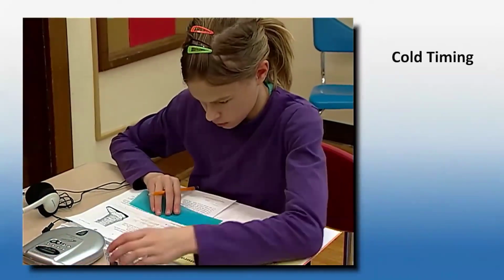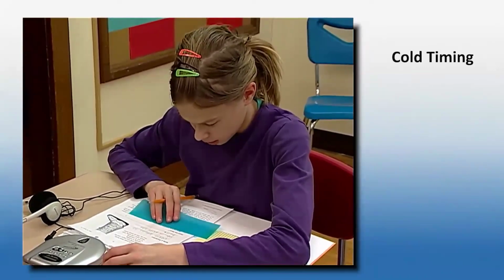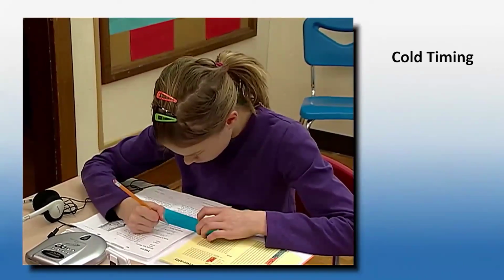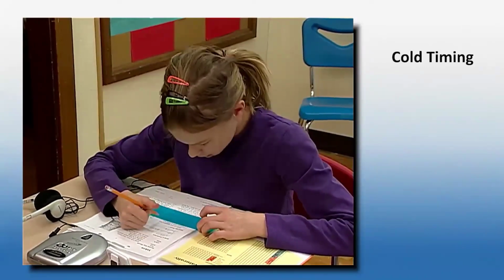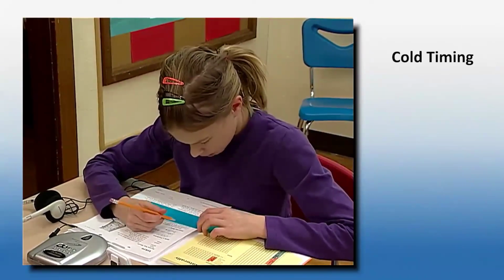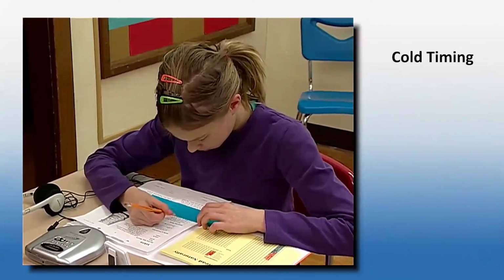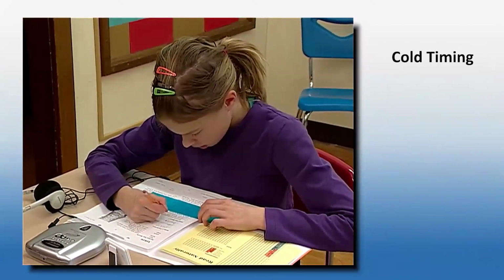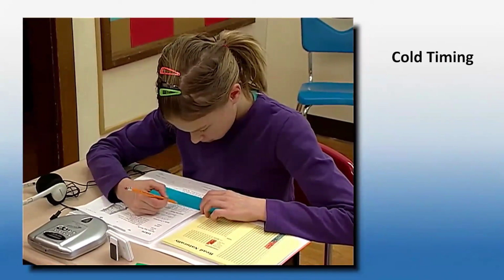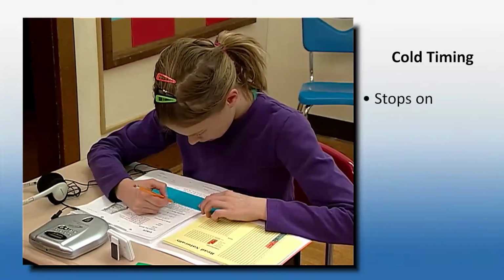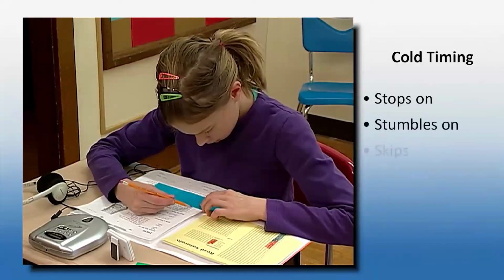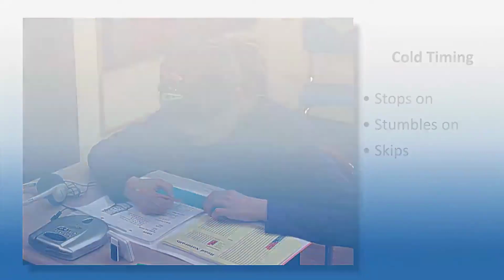Next, Javon times herself for 1 minute as she reads the story aloud, but quietly for the first time. This first timing is called the cold timing. During the cold timing, Javon underlines any word she has difficulty reading. Her teacher has told her to underline words that she stops on, stumbles on, or wants to skip.